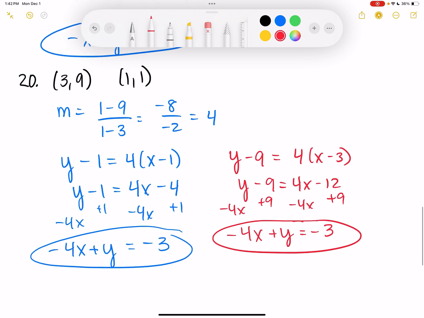All right, what did we get? Negative 4x plus y equals negative 3. Oh, I got it right. Everybody agree? Yeah. All right, so we found our slope. Slope was 4. Plug that in. I used both points to show you that no matter which point you use, you'll get the same answer, because we had talked about that with point slope form.